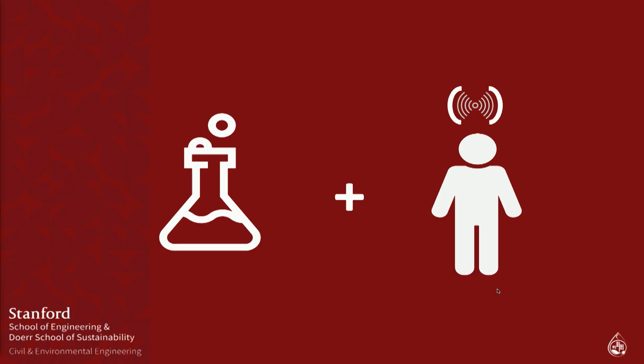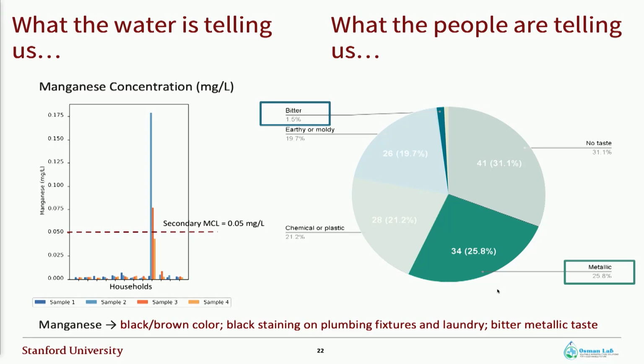And so now I'm going to go into comparing the perceptions with the reality. Here we see what the water is telling us. The water quality results from a home in East Palo Alto, when we tested across 4 samples, had exceedance in manganese. Manganese is known for discoloring the water. It's also known for ruining plumbing fixtures and laundry. It has a bitter and metallic taste.